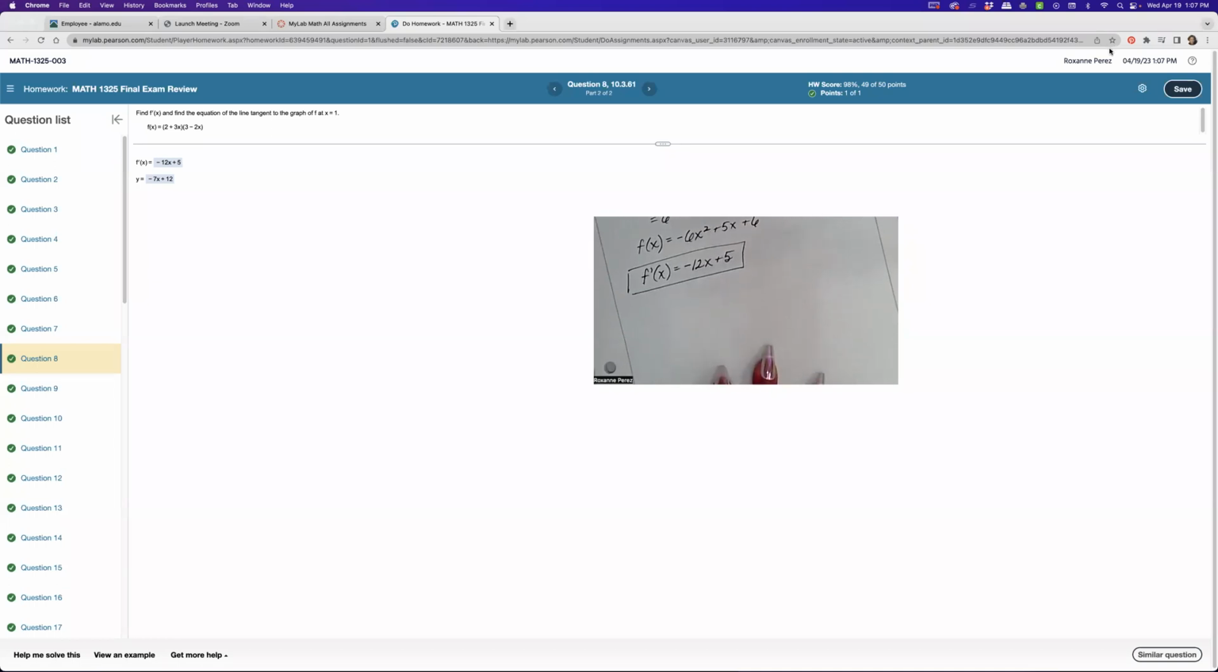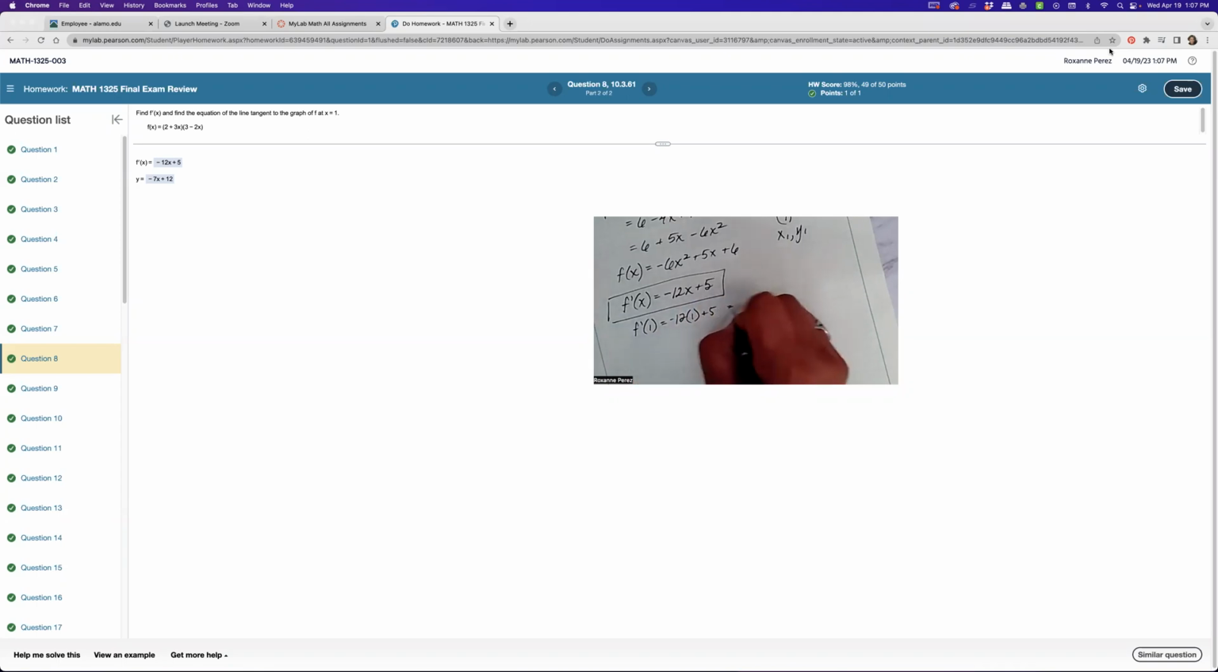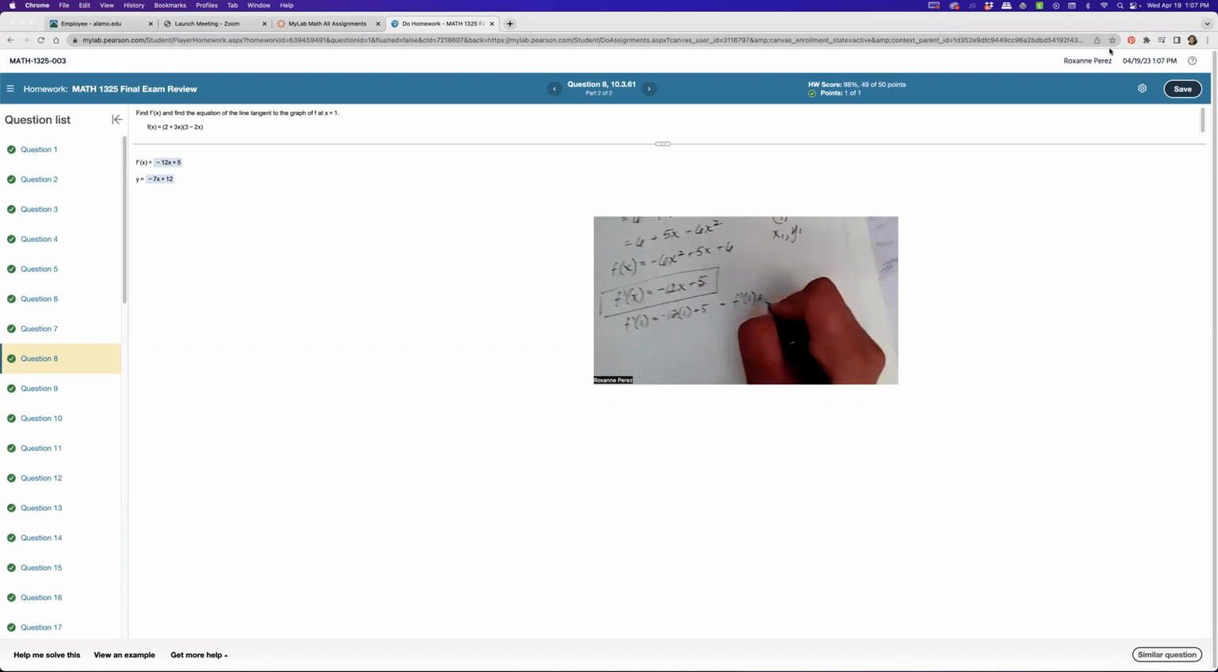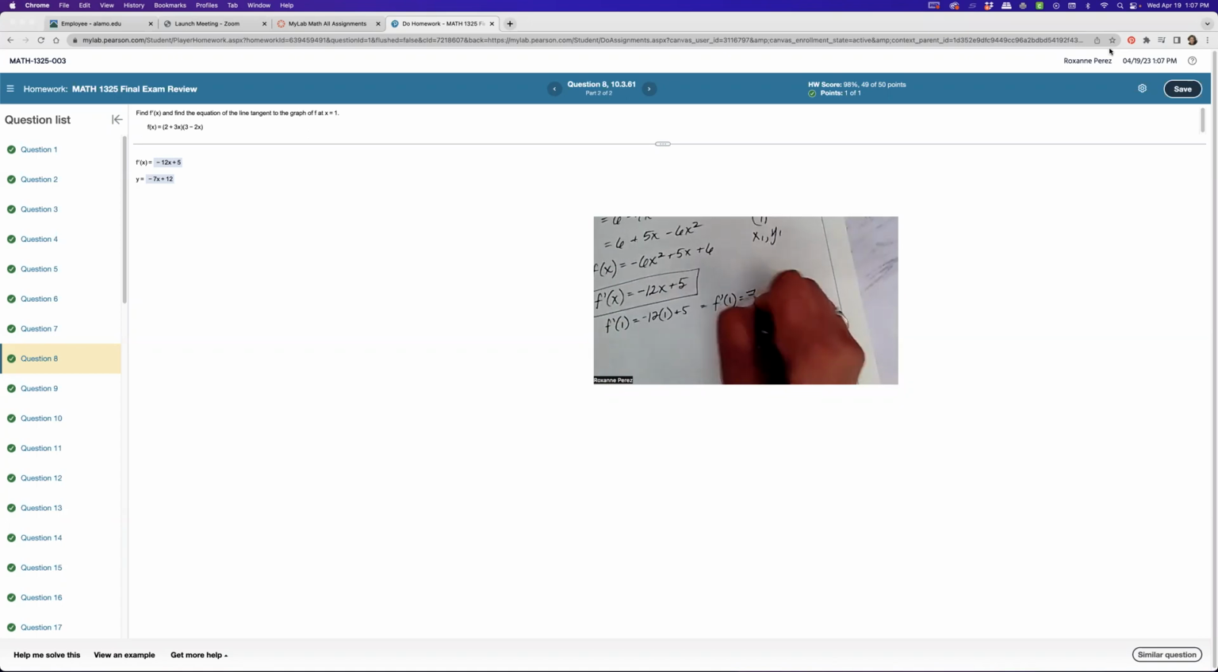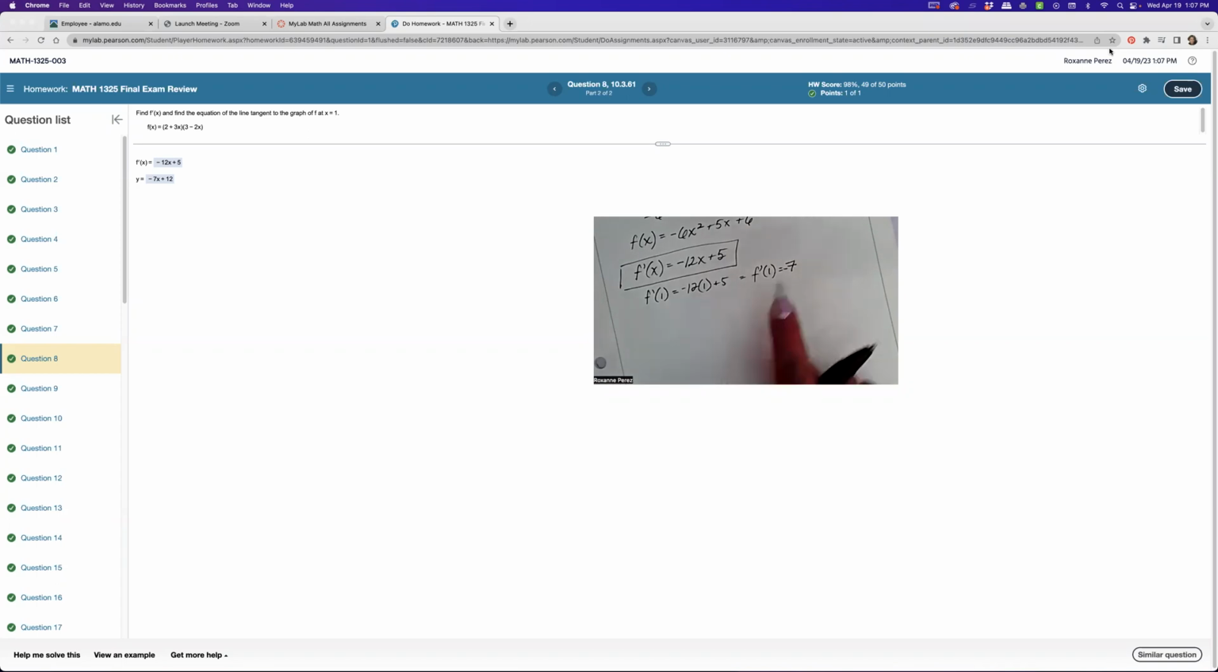Okay, so now we also need to evaluate our f prime at 1. And this is going to be negative 12 times 1 plus 5. And that's going to give us the slope, f prime evaluated at 1 is equal to negative 7. Excuse me, negative 7. Okay, so now I have my slope.